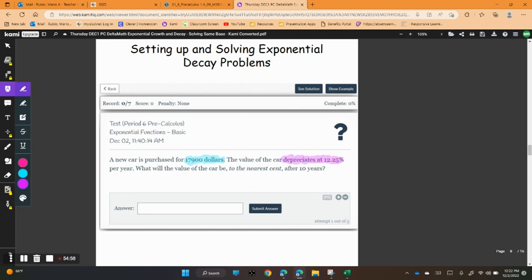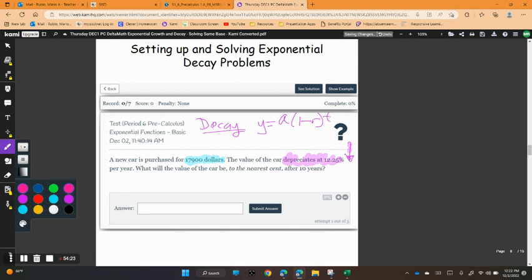Depreciates. If you don't know what depreciates means, you may need to look it up. But you know when you buy a car, it's worth less as soon as you drive it off the lot. The price immediately goes down, the value of it goes down. If you have it for a couple years, the price really goes down a lot. So depreciate means that the value goes down. So that's going to be a decay problem. And therefore, we're going to use this form of a times 1 minus r to the t.